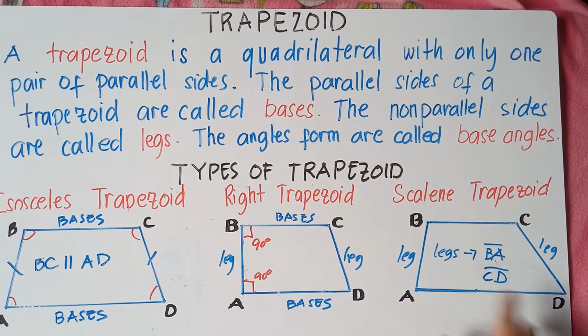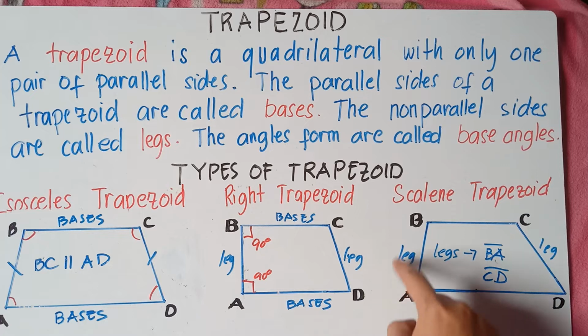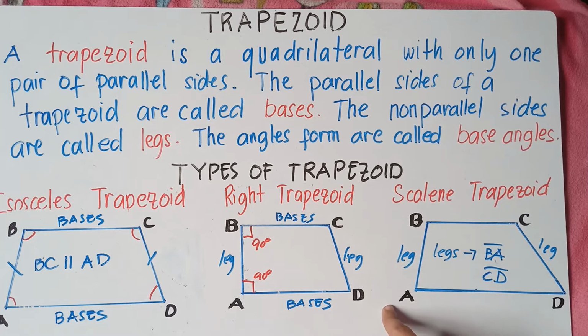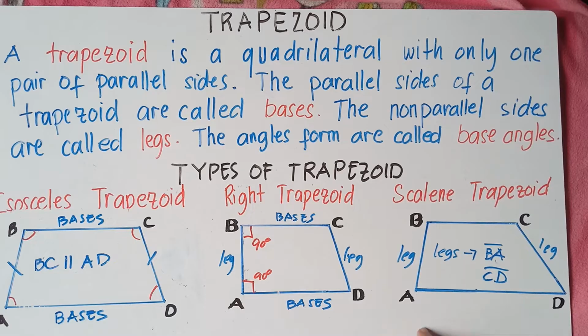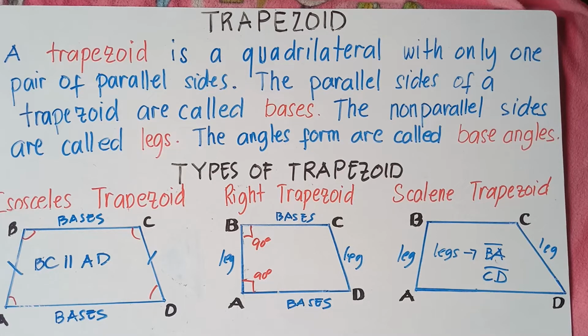Now in a scalene trapezoid, no sides are congruent. So the measure of side AB is different from side BC, different from side CD, and different from side AD. That's the definition of the scalene trapezoid. No sides are congruent.